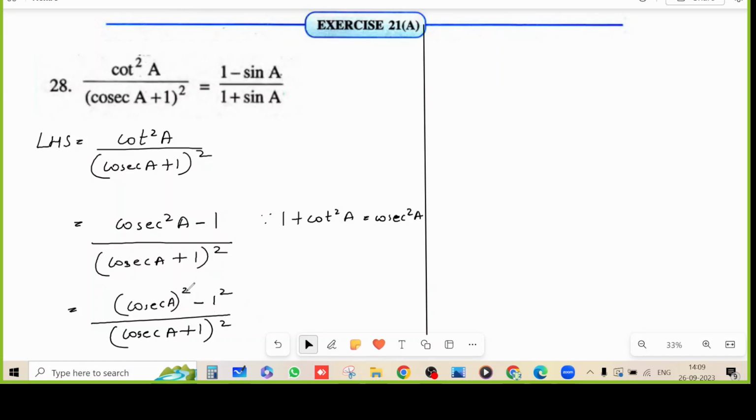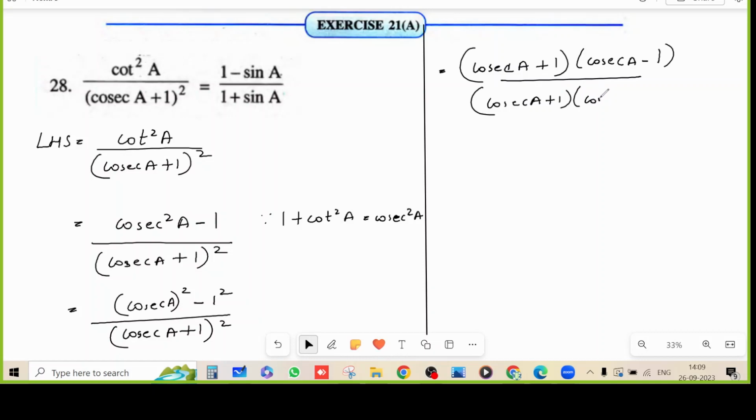Now this becomes of the form A square minus B square. So this will become cosec A plus 1 into cosec A minus 1, and the denominator will become cosec A plus 1 into cosec A plus 1. This is because A square minus B square is equal to A plus B into A minus B. This is for the numerator. Now we can cancel out cosec A plus 1, cosec A plus 1.